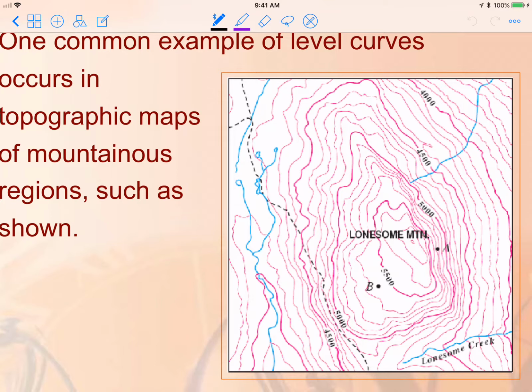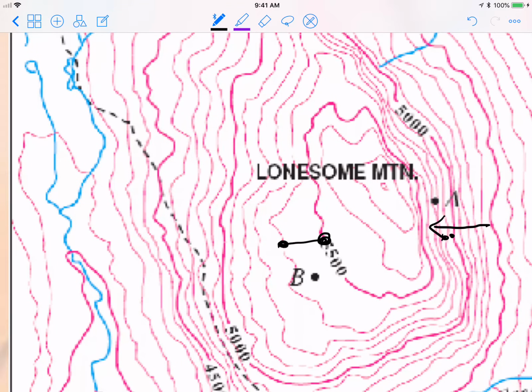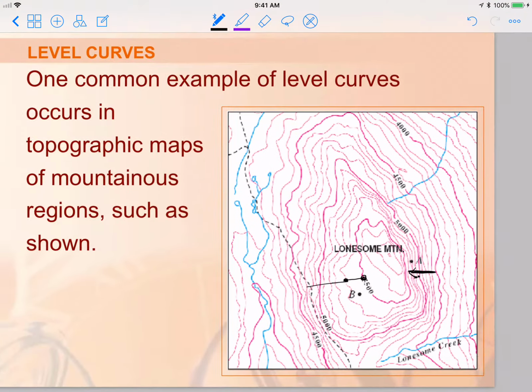So here, notice if this is a mountain called Lonesome Mountain, which side of the mountain is steeper? This side right here. That's going to be very difficult to walk up. Whereas here, do you see how the elevation changes from here to here versus here to here? So the elevation change is very rapid on this side of the mountain compared to the elevation changes on this side, okay?